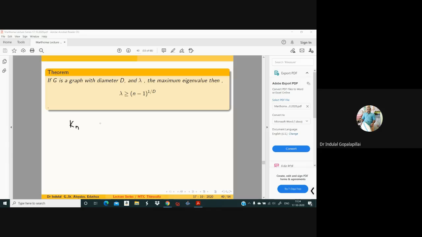For a complete graph, the diameter is 1 and the largest eigenvalue is n minus 1. So (n minus 1) raised to 1 by D is n minus 1 itself. For the Petersen graph, this equality also holds. The maximum eigenvalue is 3, n equals 10, and the diameter is 2. So 10 minus 1 is 9, and 9 raised to 1 by 2 is 3. And there is another class of graphs called Moore graphs, for which this bound is best possible. That we will discuss later.